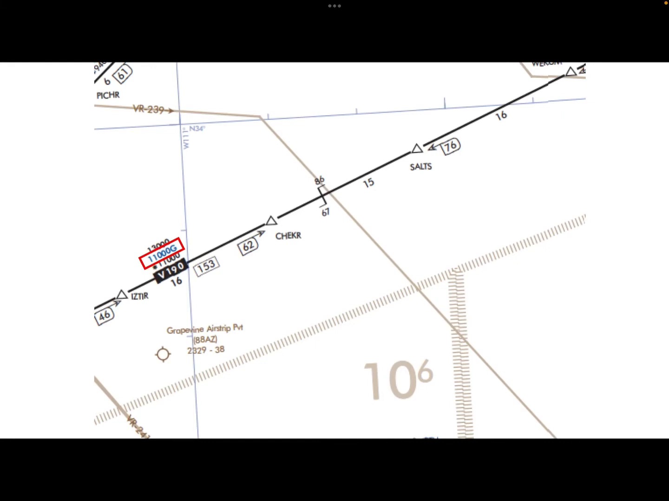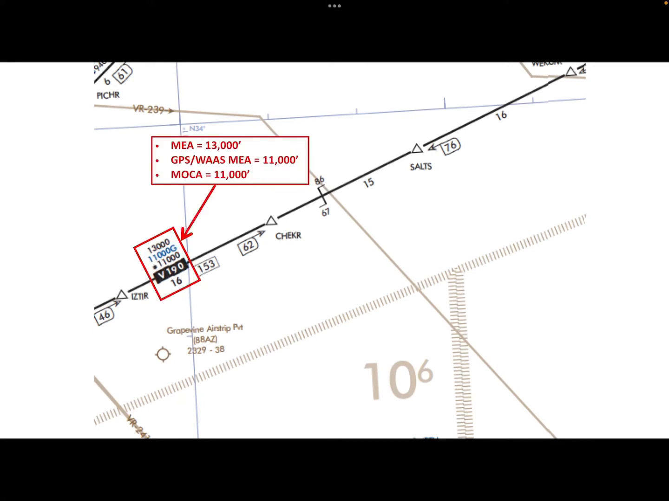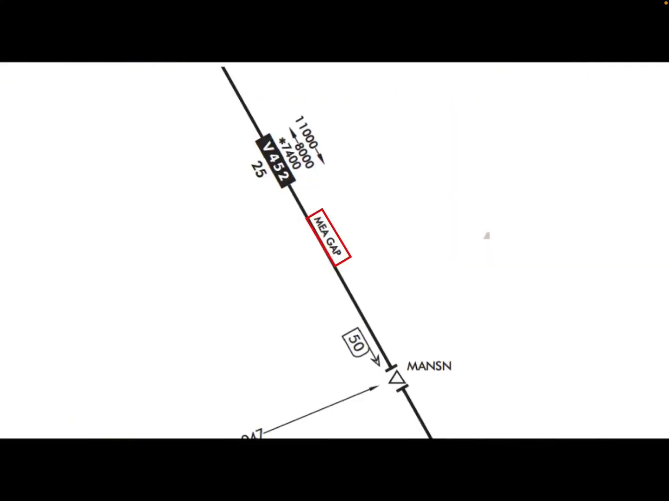There may also be a third altitude listed in blue, followed by a G in the altitude stack on your IFR route. This blue altitude with a G means that if you have an IFR approved GPS, you are allowed to use this blue lower MEA. Sometimes this lower GPS altitude will be the only altitude your aircraft flies at on the route due to its performance and ceiling limitations. In this example, we have an MEA of 13,000 feet, a GPS MEA of 11,000 feet, and a MOCA of 11,000 feet.